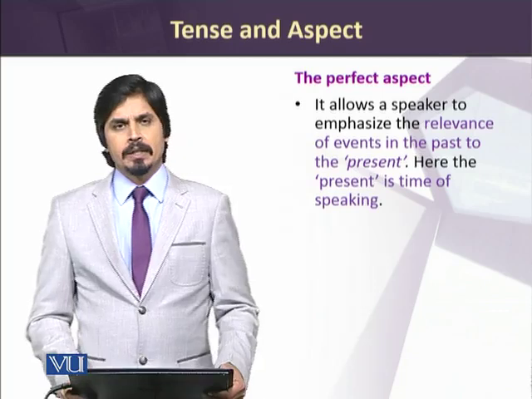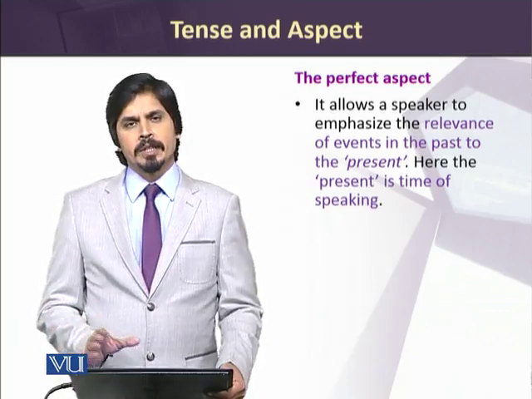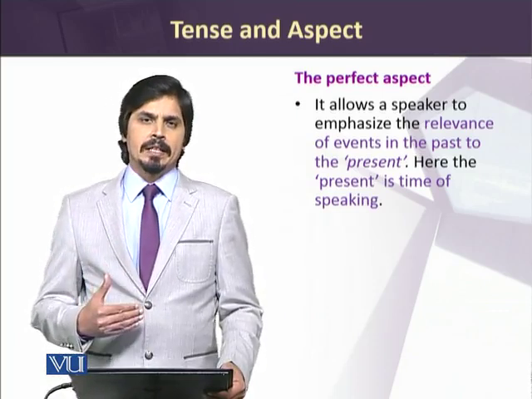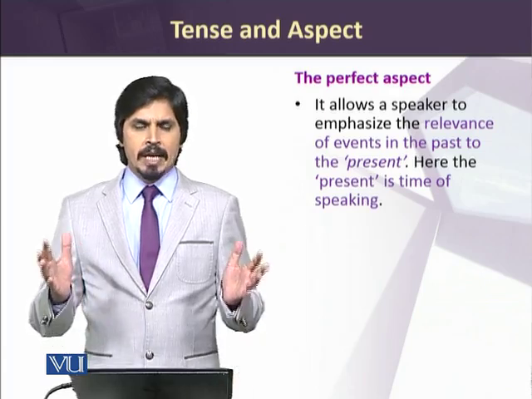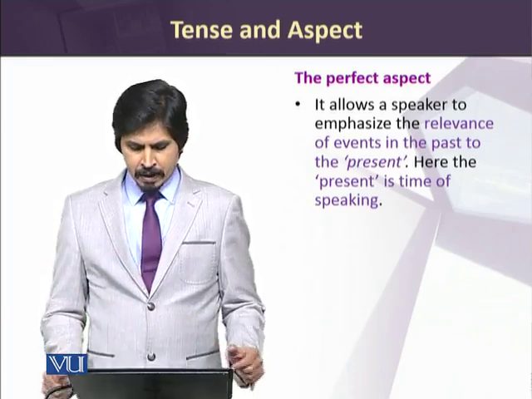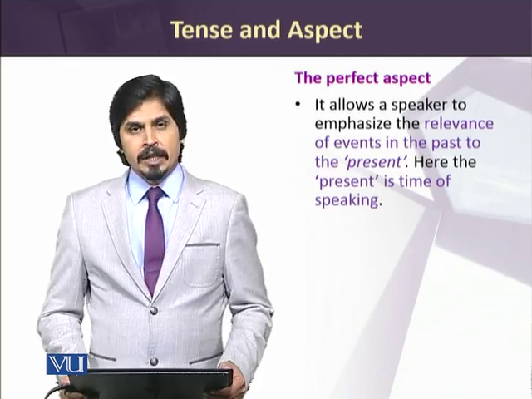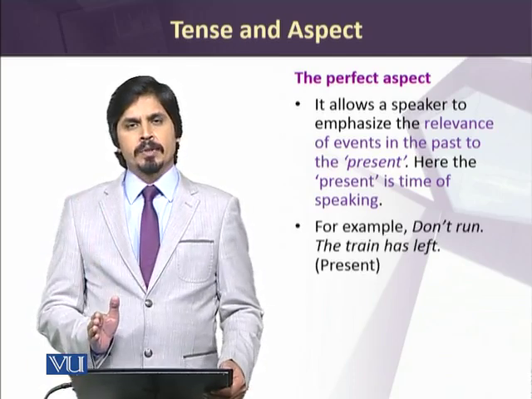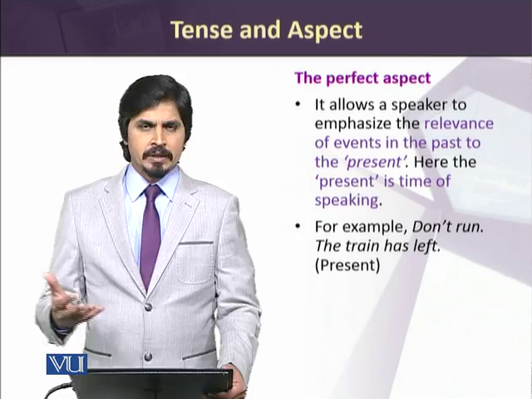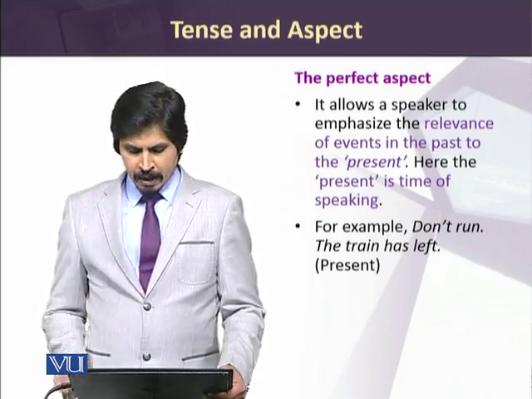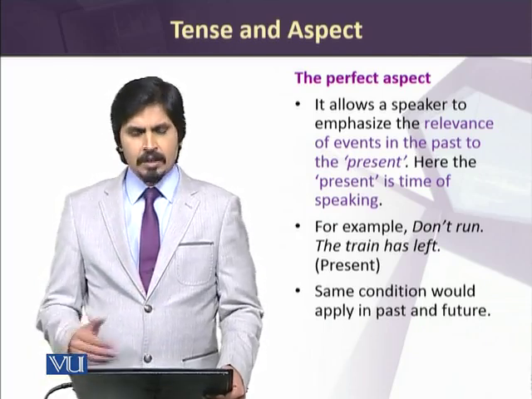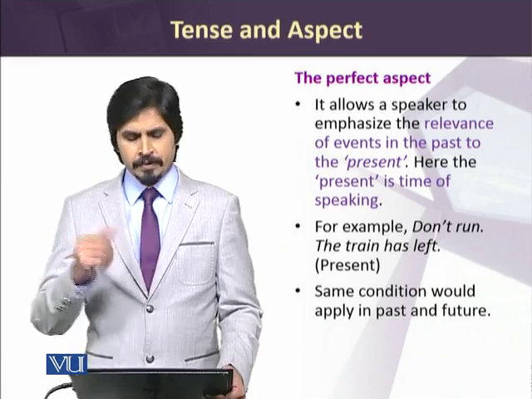The perfect aspect tells us about the relationship of an action which started in the past and its relevance in the present. So we try to build a connection between the past and present in the perfect aspect of the tenses. In such examples, we should keep in mind, for the sake of understanding the meaning, that the speaking time in a perfect situation is always the present one. If you just look at the example here, do not run, the train has left. This is a present perfect situation.